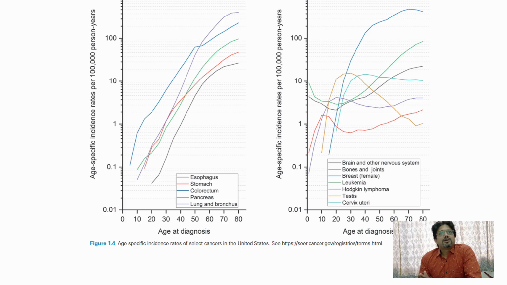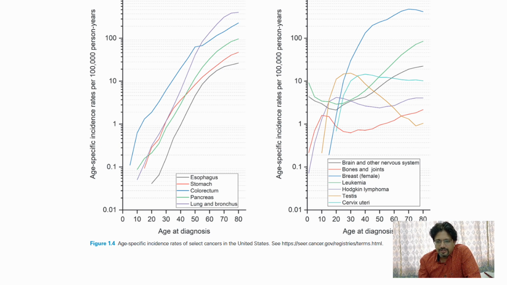This is the graph. In this graph, we can see that as the age of a person increases, like from 0 to 80 years, the incidence of most cancers increases steeply. Like in esophagus, stomach, colorectal cancer, the incidence is increasing. However, on the other side, in this graph you can see, though there is an increase in the incidence of cancer for certain cancers, there is some difference.